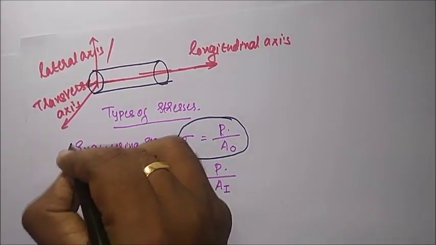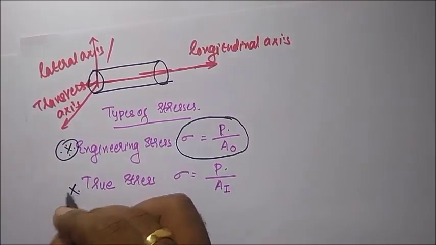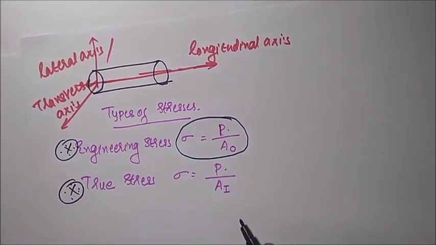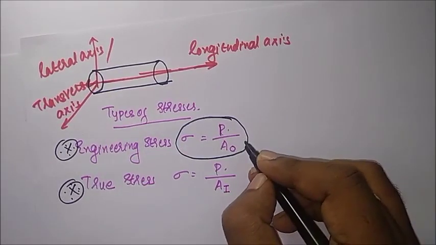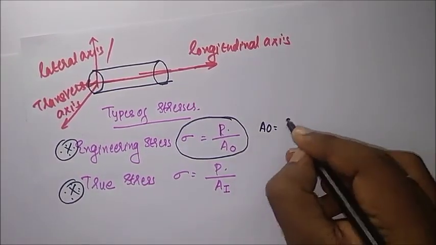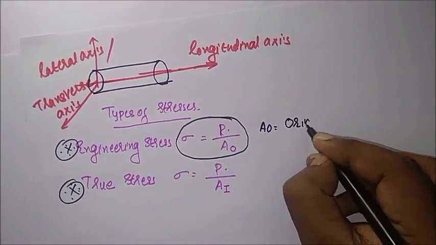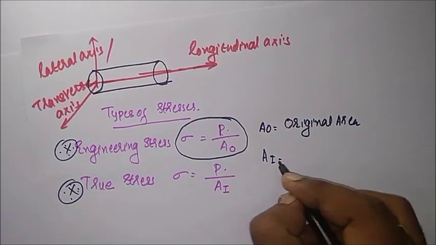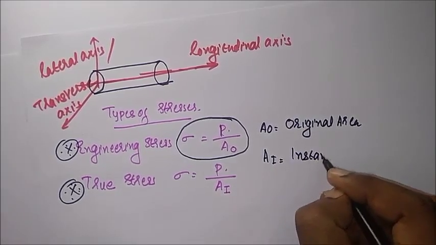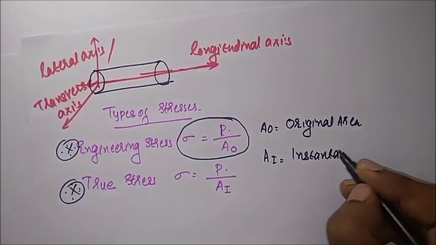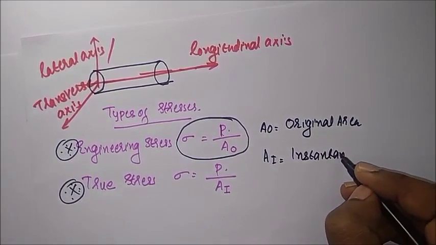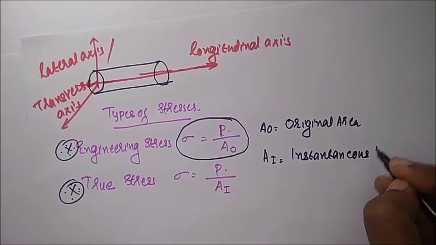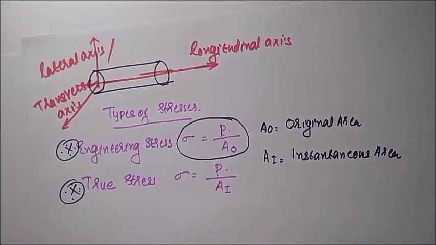There are two concepts: engineering stress and true stress. What is engineering stress? The resistive force generated per original area, where A0 is the original area and Ai is the instantaneous area. That is the difference between engineering stress and true stress. Okay, thank you.